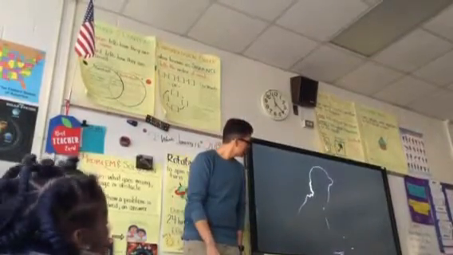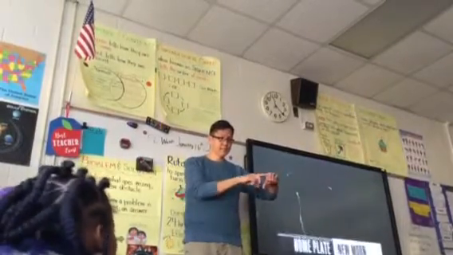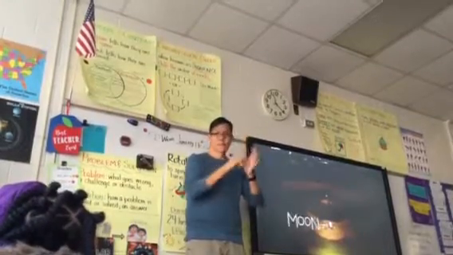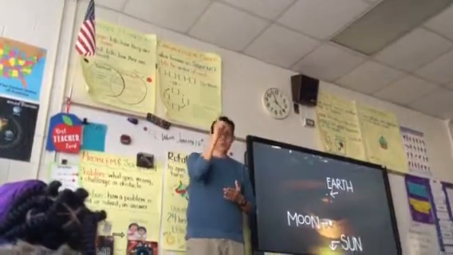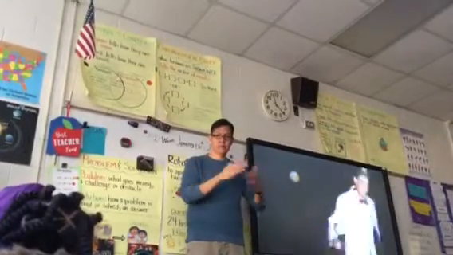Now notice that right now, when you're standing on the Earth, you can't see the moon at all. This is what we call a new moon. And the reason you can't see it is the moon is between you and the sun. Now the moon orbits the Earth in this direction.